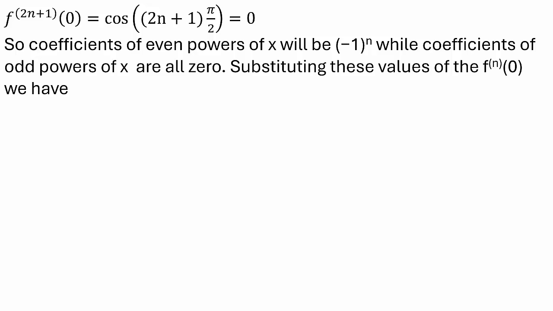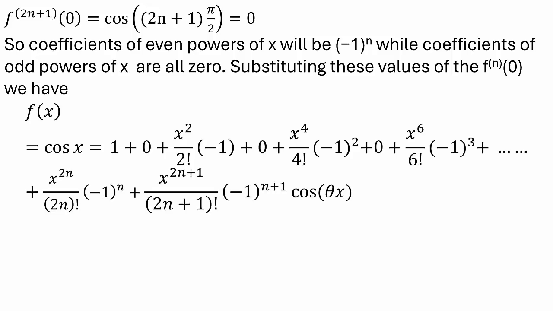Substituting these values of f^n(0) in Taylor's Maclaurin's theorem, we will get f(x) equal to cos x equal to 1 plus 0 plus x square by factorial 2 into minus 1, again 0, plus x raised to 4 by 4 factorial into (minus 1) square, plus 0, plus x raised to 6 by 6 factorial into (minus 1) cube, plus so on. We will get x raised to 2n by 2n factorial into (minus 1) raised to n, plus x raised to 2n plus 1 by (2n plus 1) factorial into (minus 1) raised to n plus 1 cos(theta x).